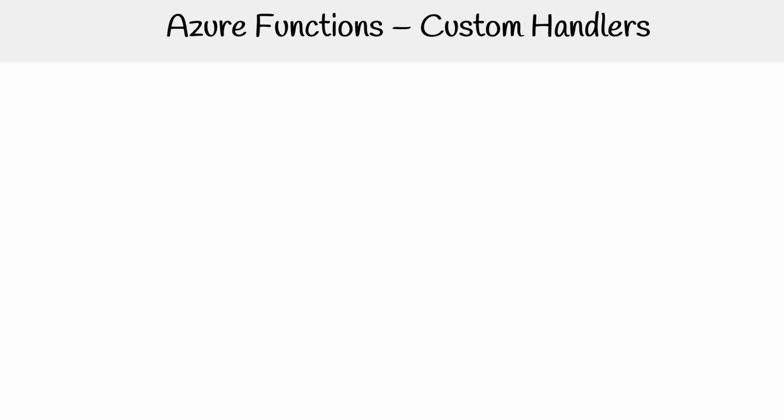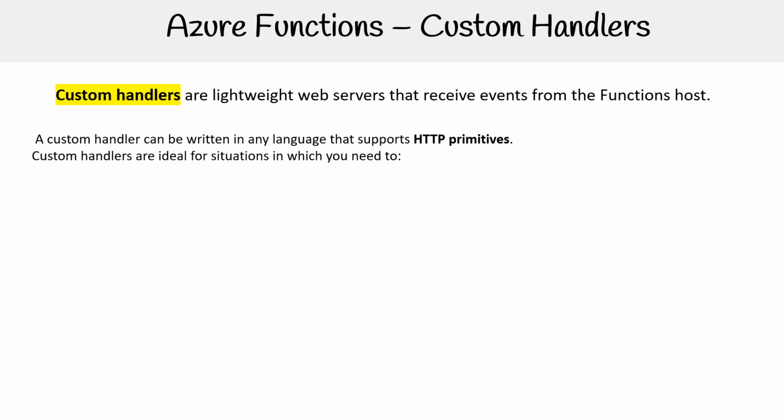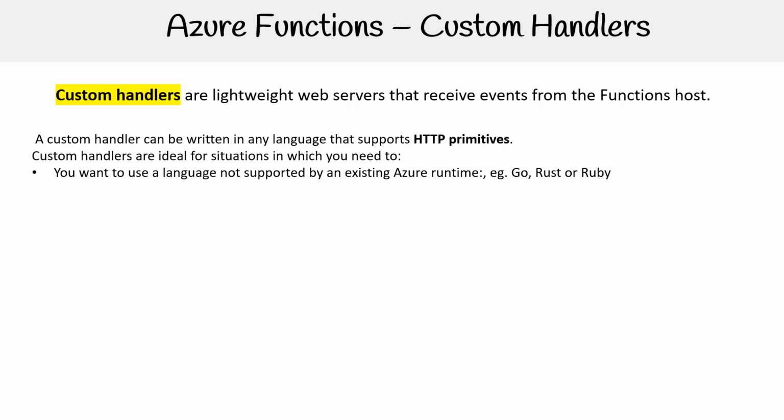All right, let's talk about custom handlers. These are lightweight web servers that receive events from function hosts, and they can be written in any language as long as it supports HTTP primitives. And these are really great in situations where you want a runtime that is not supported, for a language like Go, Rust, Ruby, or a runtime environment for a specific technology where you need a bunch of libraries preloaded, like Ruby on Rails or Deno.